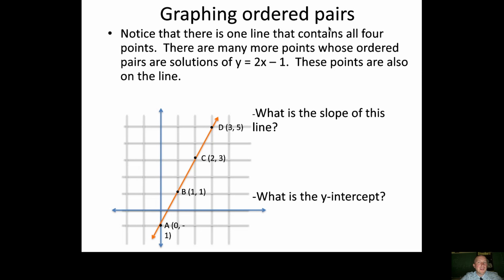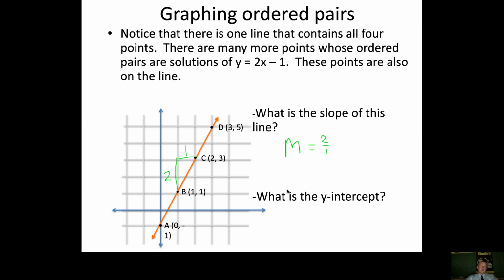So there's only one line that contains all 4 of those points. There's many more points whose ordered pairs are solutions to this. Those points are also on the line. What's the slope of this line? That's what we did in the last section. How do you find slope? You count the rise and you count the run. We went up 2. We went 1 to the right. Our slope is this fraction, 2 over 1, rise over run.